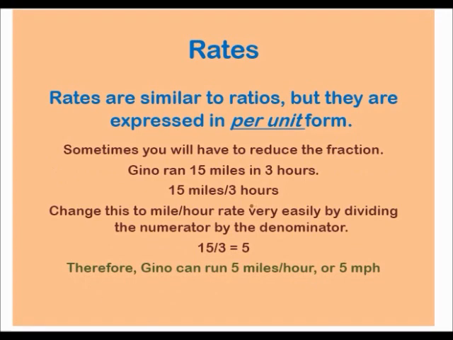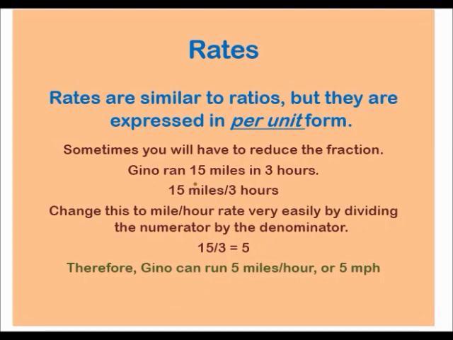Sometimes you'll be given a word problem and you have to figure out what the per unit is. You have to find out the unit rate. So we're given here, Gino ran 15 miles in 3 hours. Well, it doesn't give us a miles per hour rate, so we have to say 15 miles per 3 hours. Now, the nice thing is, once you have your per unit rate set up, miles per hour, you just divide the two numbers. So you change this to a mile per hour rate very easily by dividing the numerator by the denominator. 15 divided by 3, 5 miles per hour, or 5 mph.